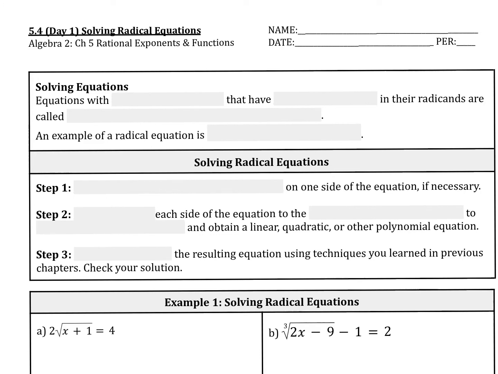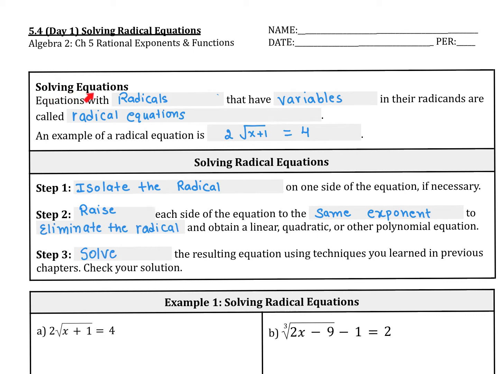Chapter 5.4, Day 1, Solving Radical Equations. Equations with radicals that have variables in their radicands are called radical equations. For example, if you have a square root and inside of the square root you have a variable, that type of equation is called a radical equation.